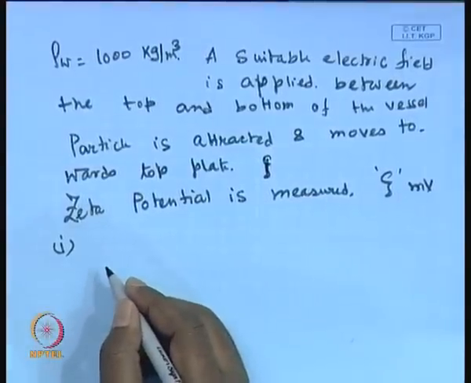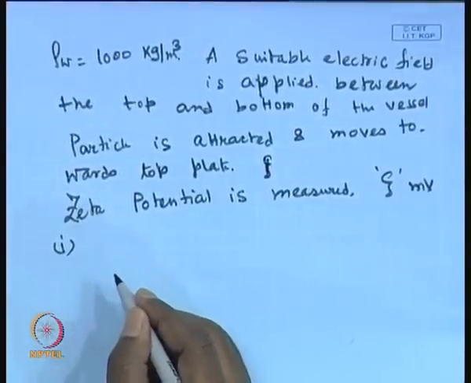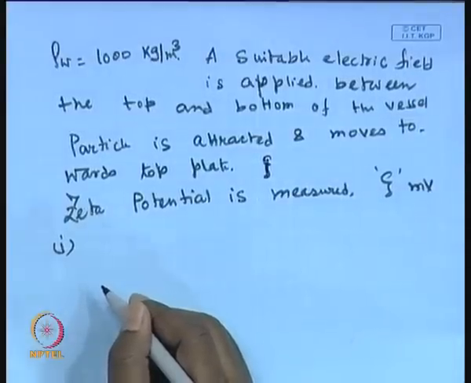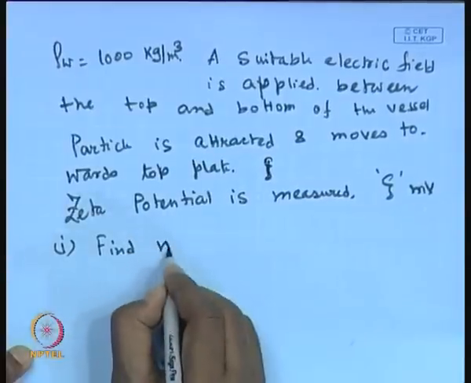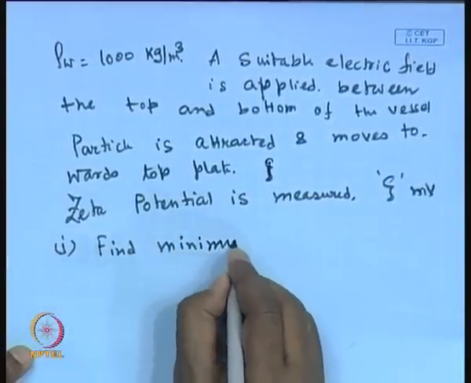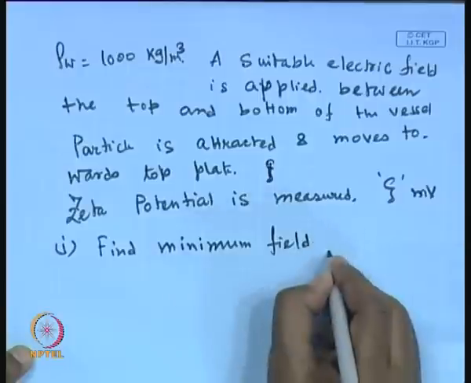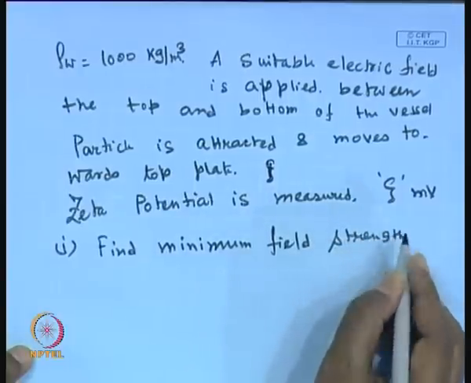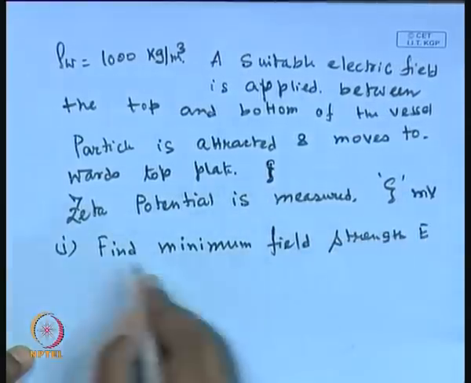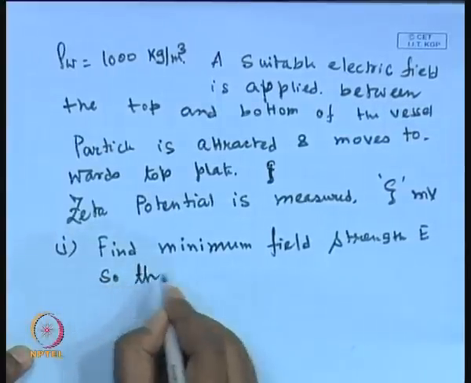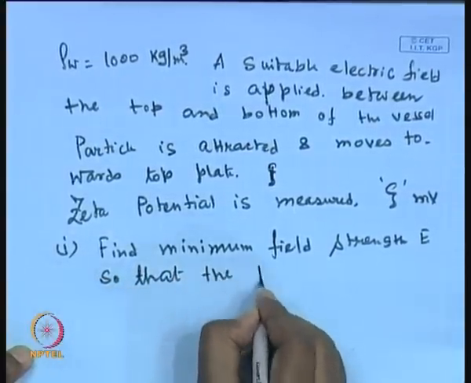Now, the questions are: you find the minimum field strength so that the particle is lifted up. The particle will not move by itself, because the particle density is higher, it is 2000 kg per meter cube, so it will be sitting at the bottom of the tank. Now, you have to apply a minimum electric field so the particle will be lifted up. So, you have to find out that minimum electric field strength E.